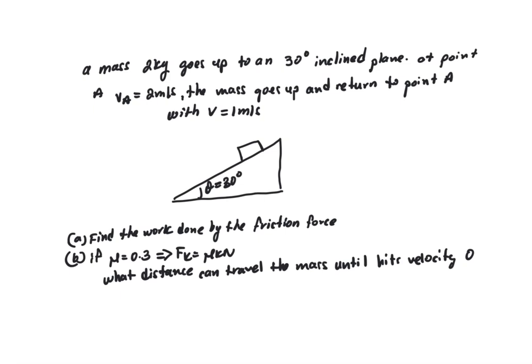All right, so let's continue exercise 5, test 2, part 1. A mass of 2 kilograms goes up a 30-degree inclined plane. At point A, which is 2 meters per second, the mass goes up and returns to point A with velocity 1 meter per second.